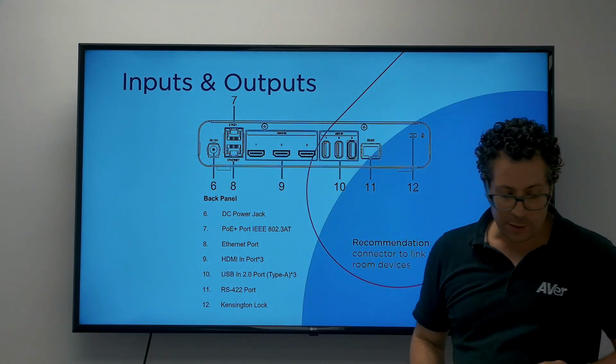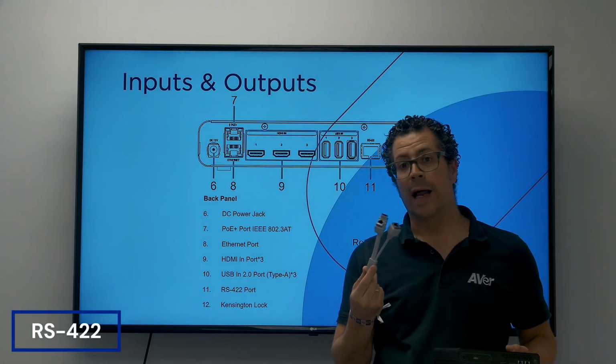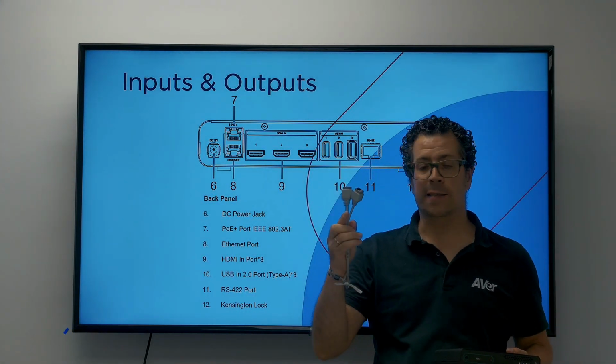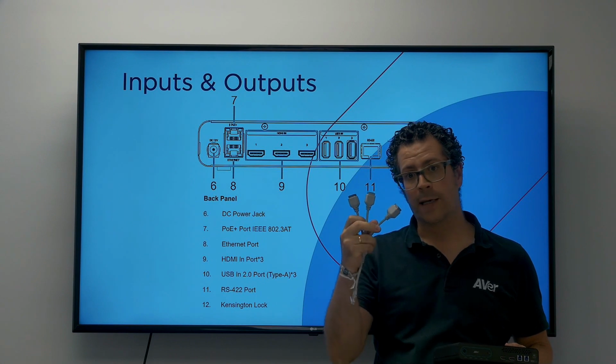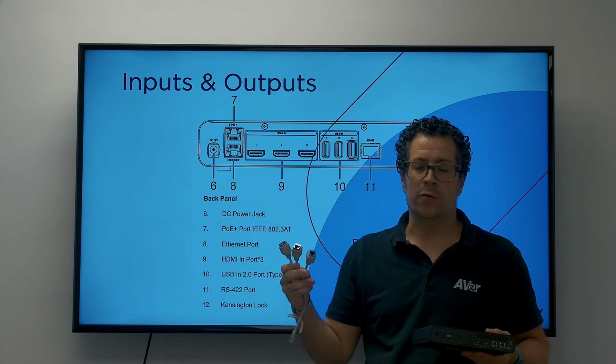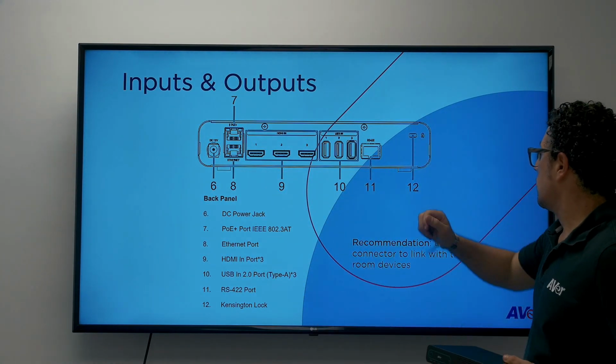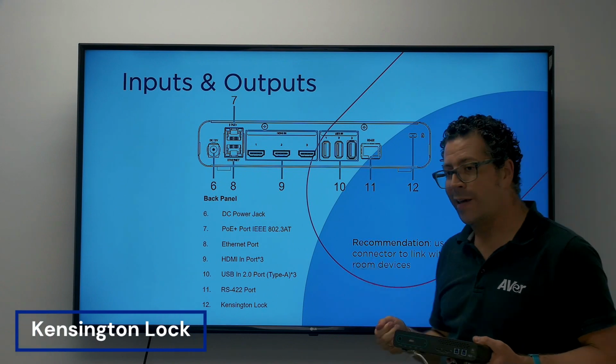Here you have a very interesting solution that is a serial port that allows to connect via this accessory the control via serial port with different cameras. The cameras we will see that we can control in different ways. One of the ways is via serial port. The last one is the Kensington port to secure the device.